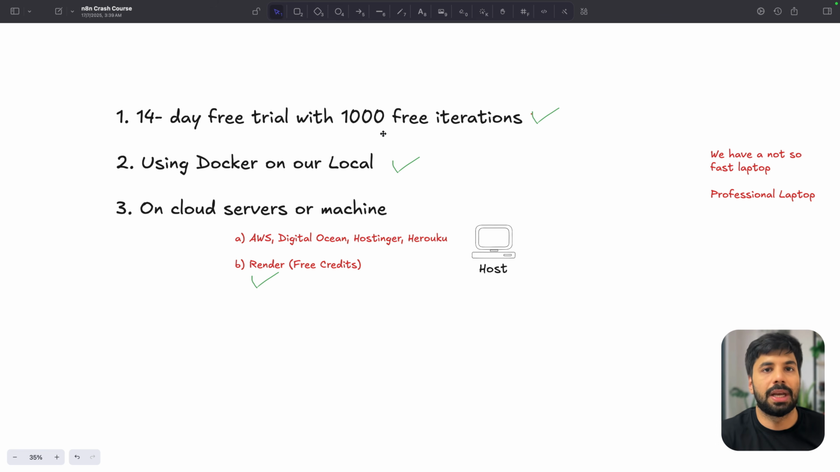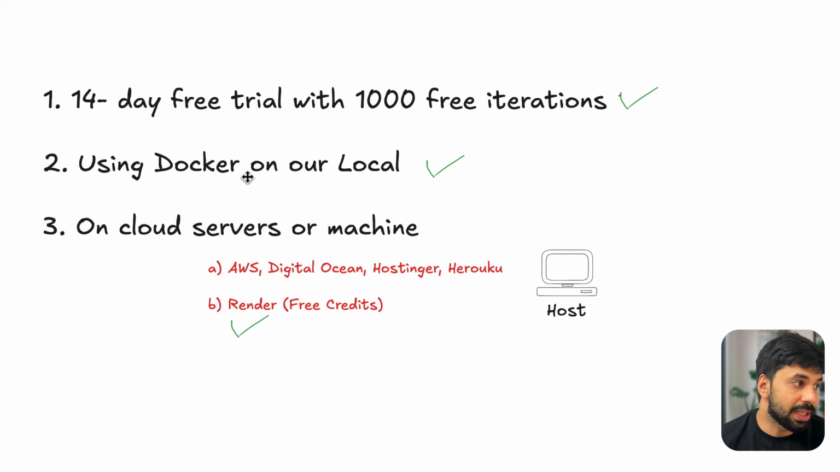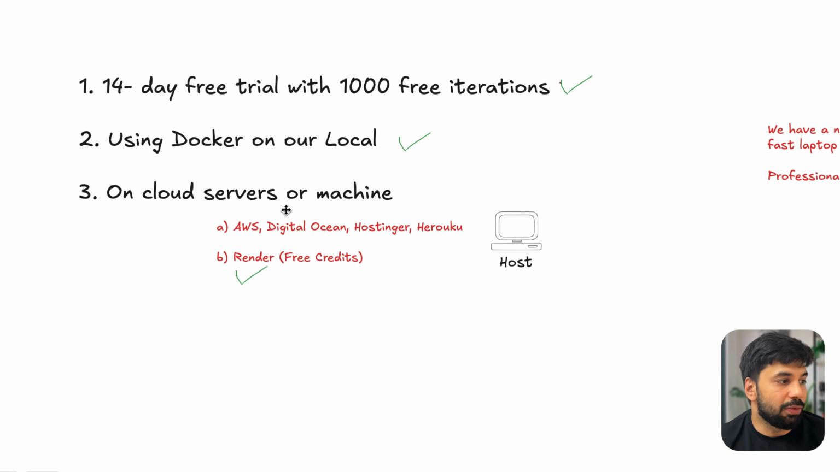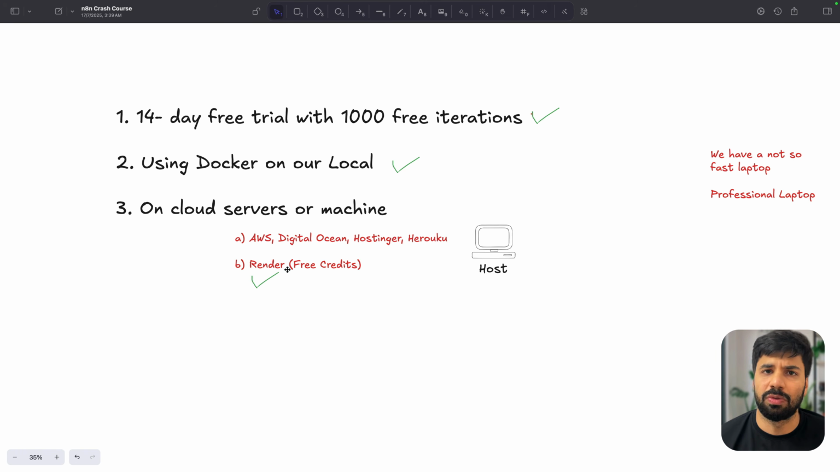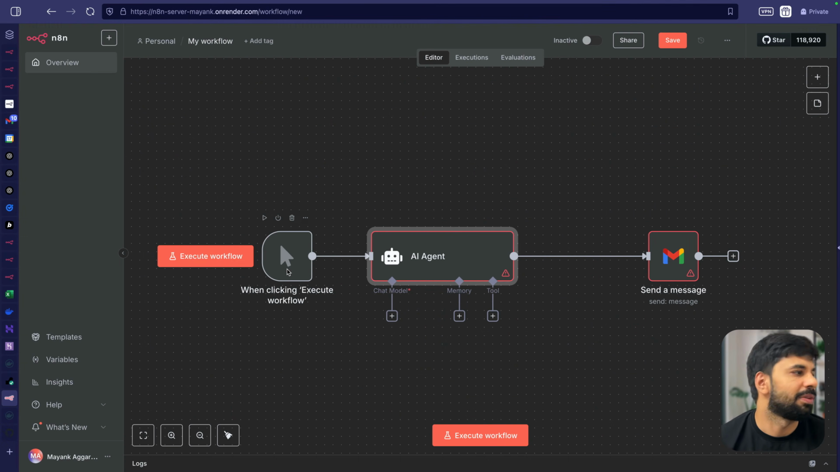I have covered the trial, that how can you start with this particular 14-day free trial. Then we covered how we can do the same on our local as well, using Docker on the local, and then on the cloud servers, what are the options we have. Surely AWS, DigitalOcean, Hostinger, Heroku are there. And I showed you render, which provides you with those free credits, the way you can run it, right? Though the machine is going to be surely very, very weak. So that's not a problem, I hope. But once we have mastered that, we can surely buy a new machine.